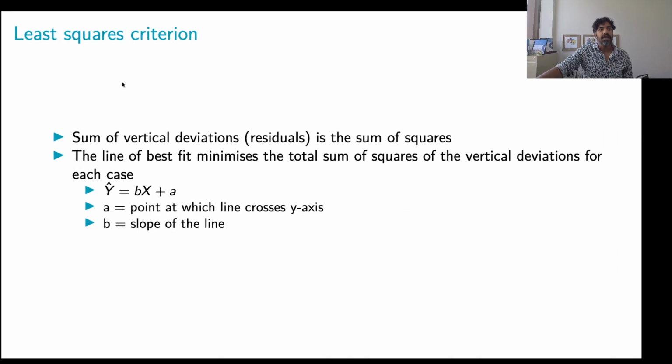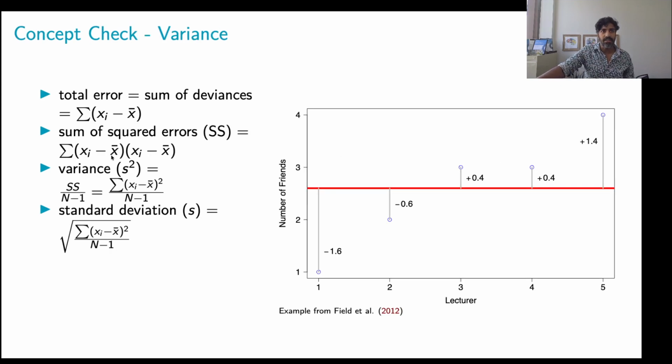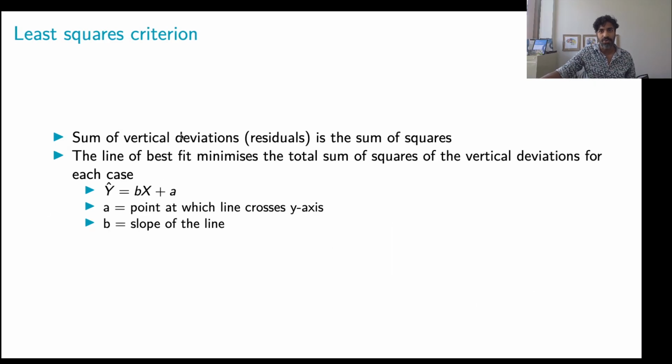And so the least squares criterion is where the sum of the vertical deviations, which are the residuals, is the sum of squares, and that's what I've said here. Sum of deviances is equal to sum of squared errors, and the line of best fit minimizes the total sum of squares of the vertical deviations for each case. So y hat equals b times x plus a.